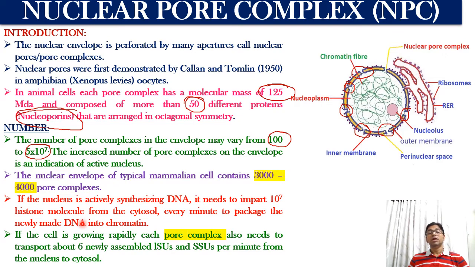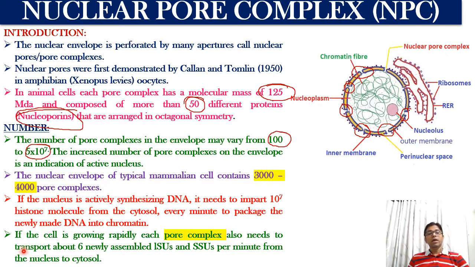It is very important. That's the reason why the nucleus needs more pore complexes. Whenever more pore complexes are present in the envelope, it is easy to import the histone proteins from the cytosol to the nucleoplasm, where the DNA synthesis is taking place.